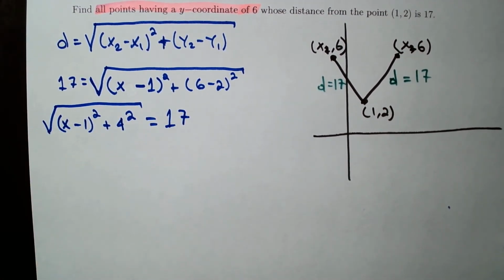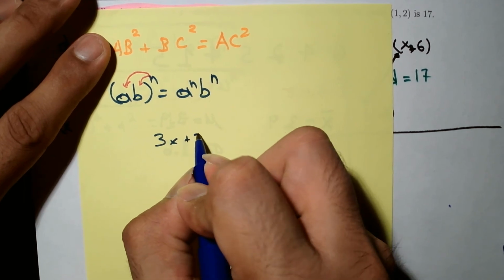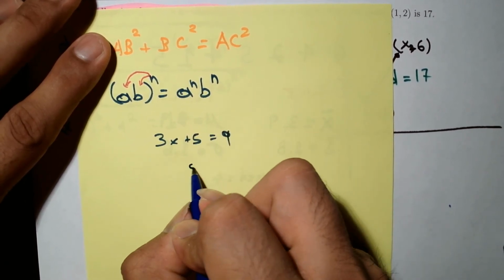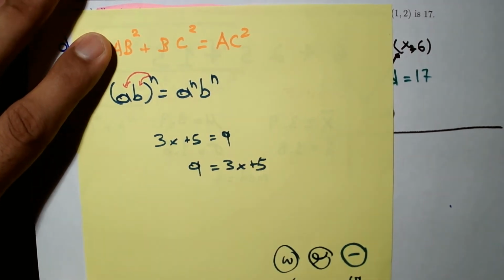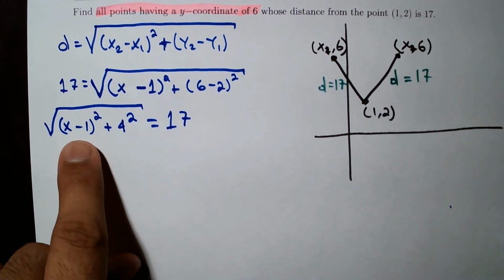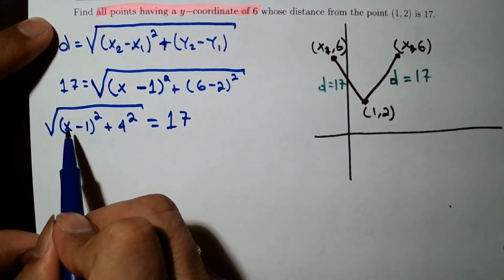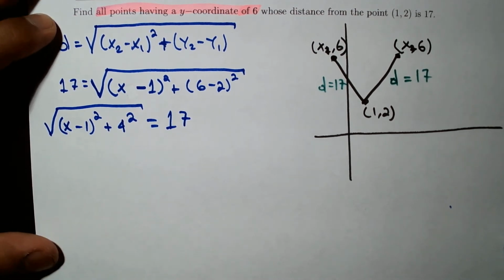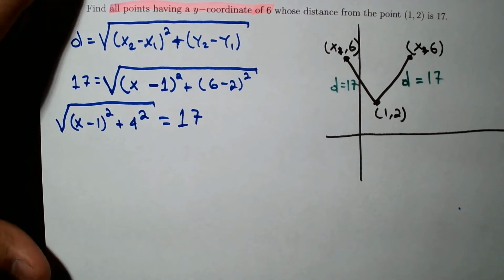Again, keep in mind that you can always write, for example, the equation 3x plus 5 equals 9 as 9 equals 3x plus 5. Either way, it doesn't change. But the reason why I am reversing the order of the sides is because I'd rather have the variable on the left hand side of the equation. Okay, so I'm going to start solving this equation.